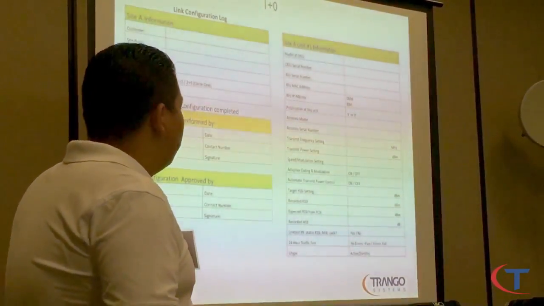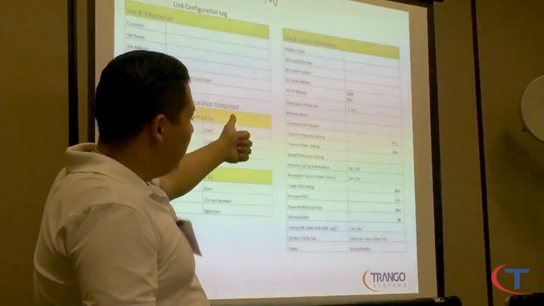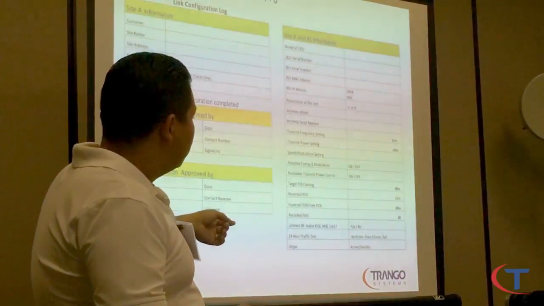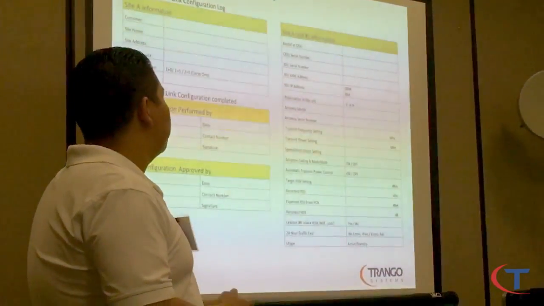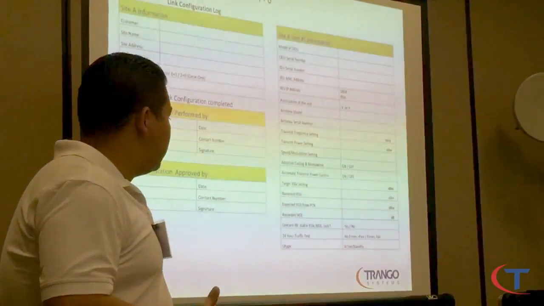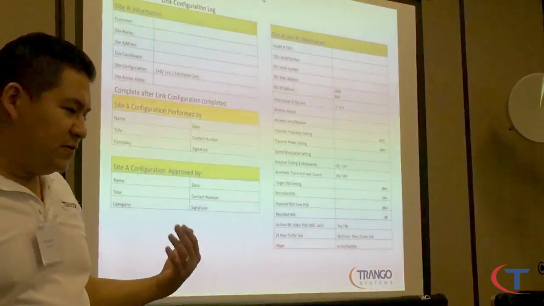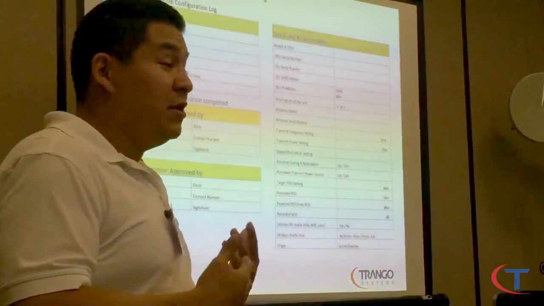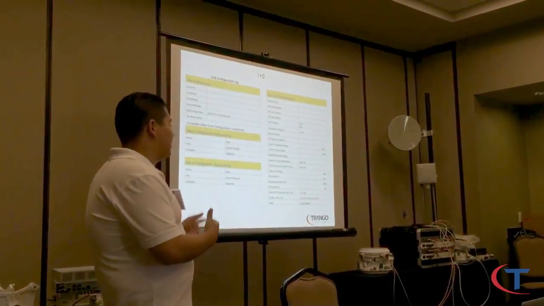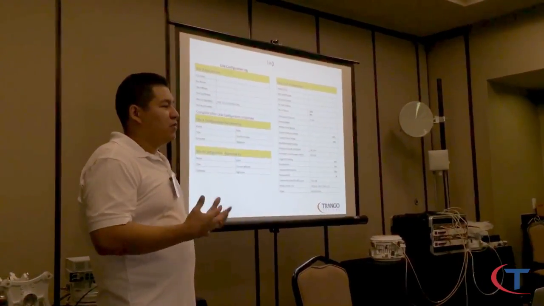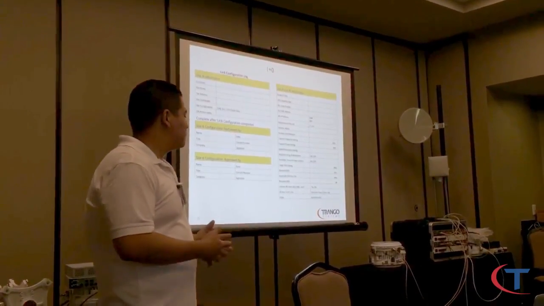On previous models, we have for you the IDU IP address, the OBM and IBM. Now you only have one. Antenna models, transmit power, speed and modulation, ACM, target RSSI, received RSSI. All this is repeating a lot, but this is for you guys to get an idea of what you can actually develop your own sheet as well.